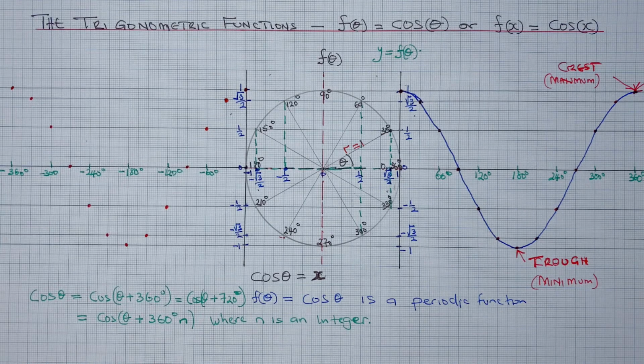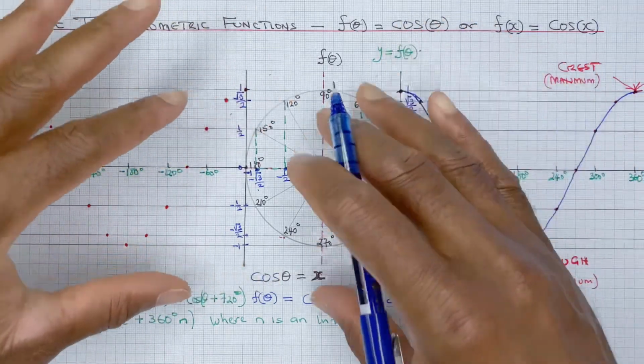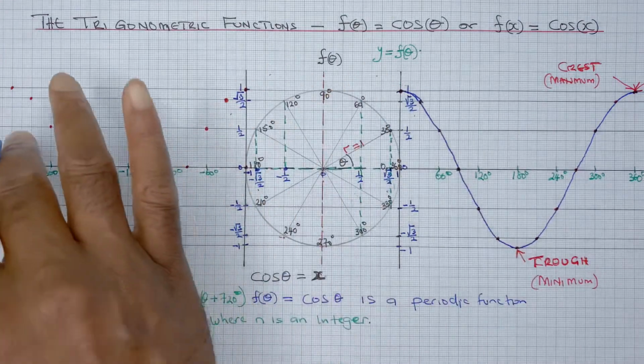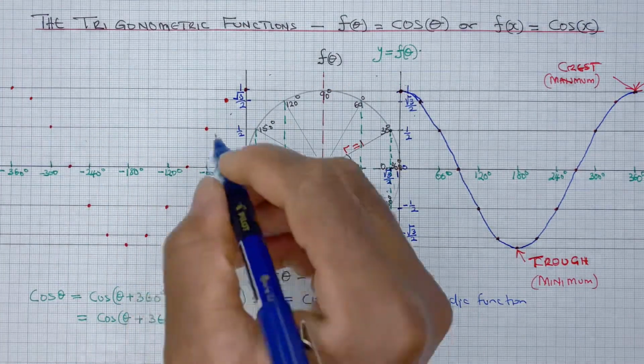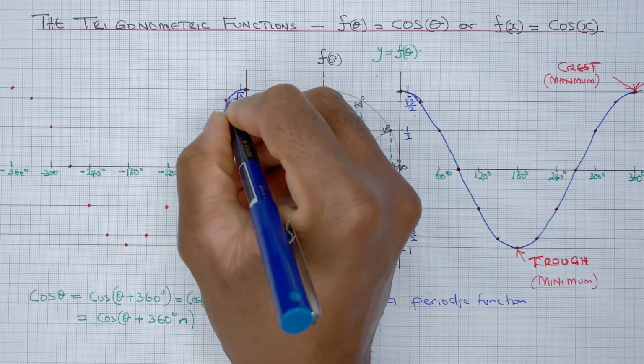So now we've done that. The next thing is to put the graph together. You can see if you bring it close together and take away the circle, you're going to get the continuous wave. So I'm going to just draw that like that.